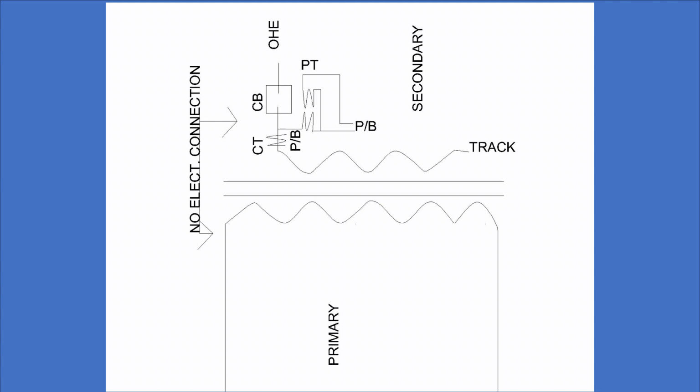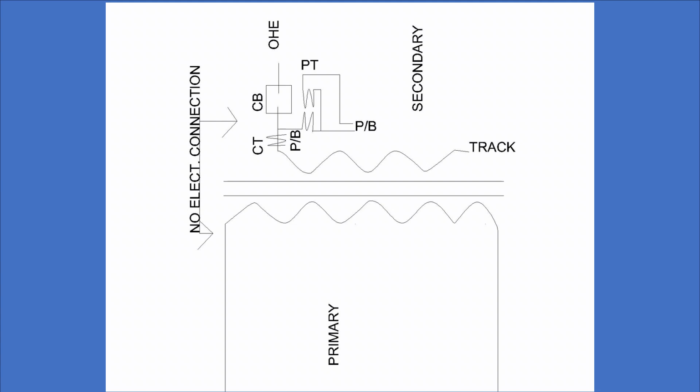Here the power transformer has been shown. It has a primary winding and a secondary winding, but there is no electrical connection between primary and secondary. Simply with mutual induction, the power is transmitted to the secondary without any electrical connection. So it is forming two circuits, one primary circuit and one secondary circuit.